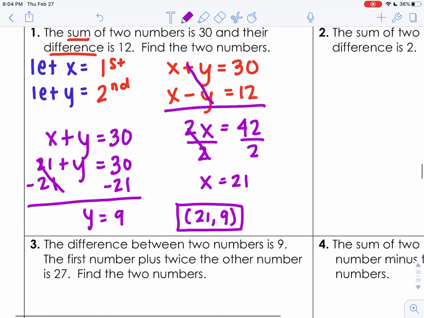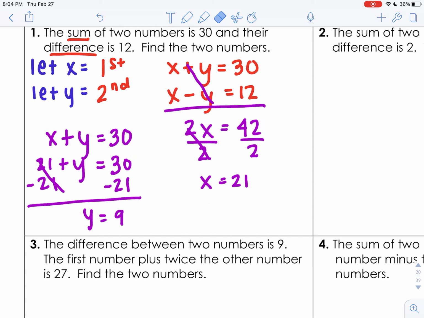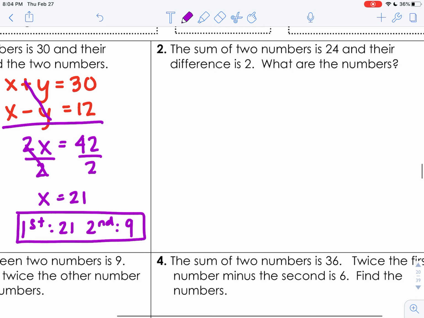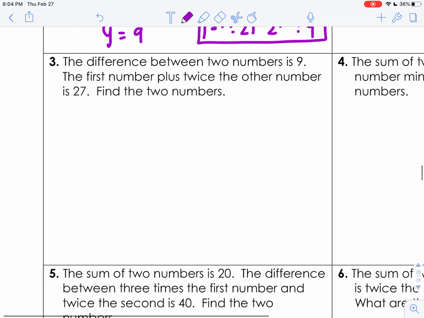Well, let's not make it a point for this one because it's a word problem. So it says x is the first number. So let's say the first number is 21, and then the second number is 9. Okay, so try 2, and then number 3.